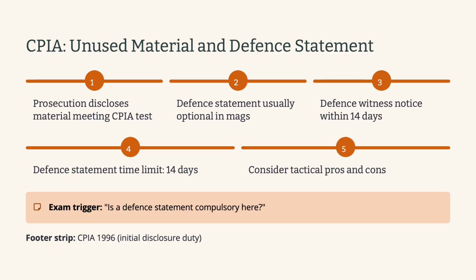Third, if the defense wants to rely on witnesses at trial, they must give notice within 14 days of the not guilty plea. This witness notice requirement is mandatory. Failure to comply can result in witnesses being excluded. Fourth, if the defense decides to serve a defense statement, the time limit is 14 days from the prosecution's initial disclosure. This voluntary step can trigger further prosecution disclosure obligations. Fifth, there are tactical pros and cons to serving a defense statement. One of the advantages is forcing further disclosure under Section 8.